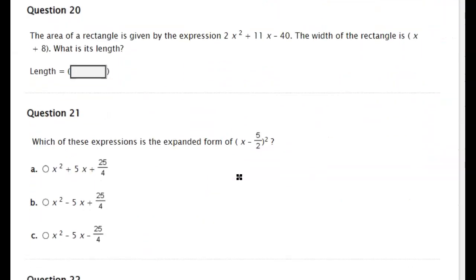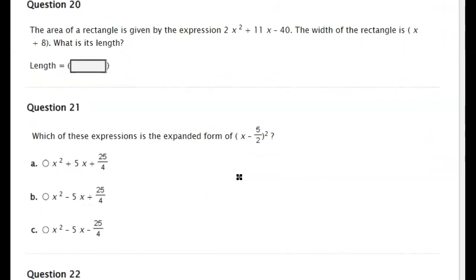All right, question 20. The area of a rectangle is given by the expression 2x squared plus 11x minus 40. The width of the rectangle is x plus 8. What is its length? Okay, so if you want to, you can draw it. So we've got x plus 8 here. Now, the thing is, it is requiring you to actually factorize this. So this is a hard question.